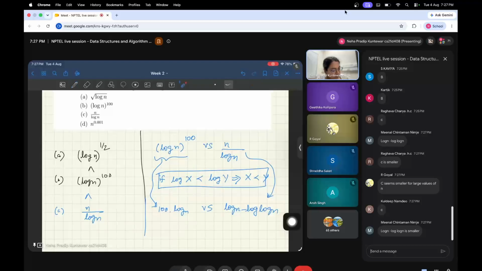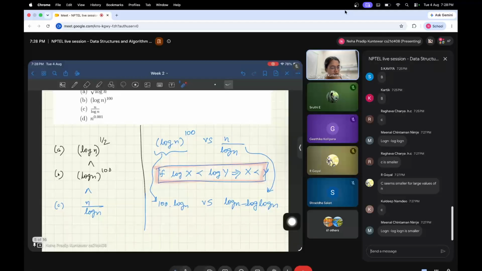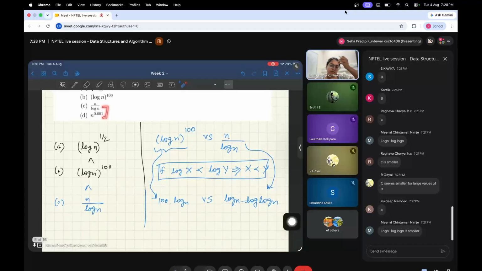But note that the reverse of this is not true. If x is less than y, it need not be the case that log x is less than log of y, because when you go to a logarithmic scale, some quantities that were larger may get flattened out, so you'll lose the sense of difference. But anyway, we'll not get into it right now. So note that this is only in one direction. If log of one quantity is lesser than log of the other, then you can say this. Okay, and now between c and d, which is smaller?